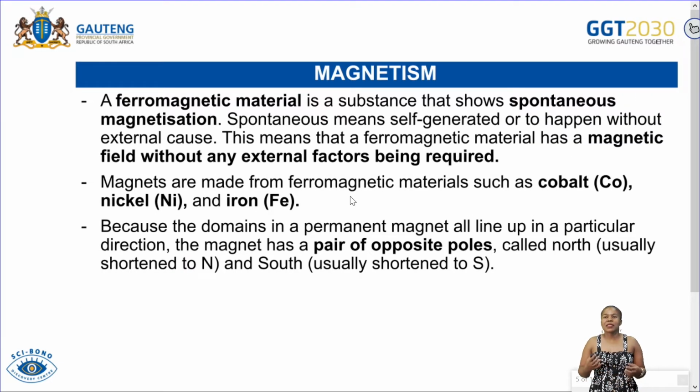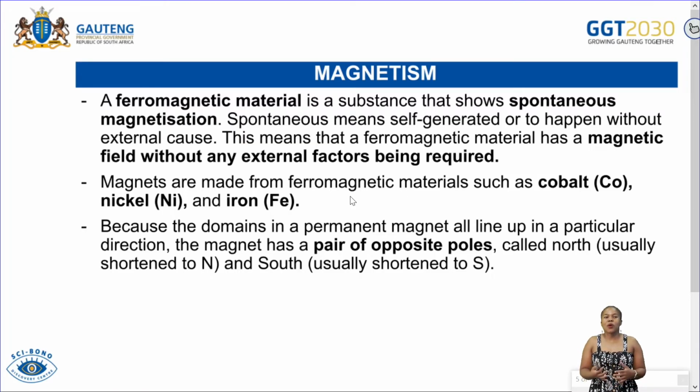Now, we've got materials that we call ferromagnetic material. In simple terms, it's a substance that shows spontaneous magnetization. Okay, that simply means that the material has a magnetic field around it without any external forces being required. Spontaneous means that it is self-generated or happens without any external force. All right, now such materials are made of cobalt, nickel, and iron as well. You can include even the iron ores on that one.